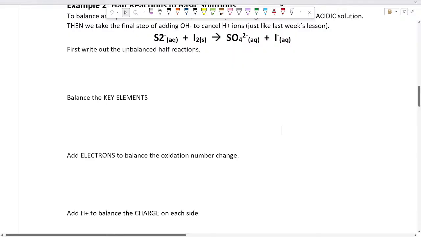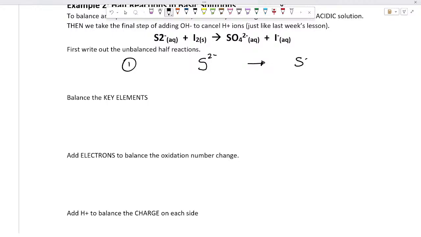So what's the first half reaction here? S with a charge of 2 negative becoming SO4. So the first thing I'd say is leave yourself some space around it. Does that make sense? Why do I leave space around it? So I can add all the stuff I need to add. Does that make sense? And now let's just go in order. First things first, we need to balance the key elements. Are they balanced? Yeah, they're good. Okay. Nice.